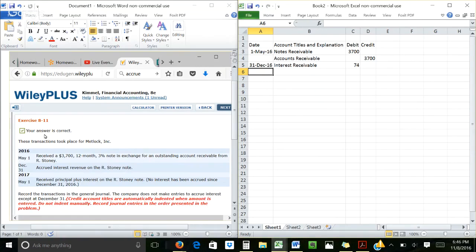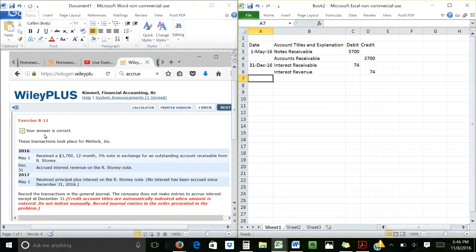Ends up being $74. We're going to credit interest revenue. So that revenue is recognized, even though we haven't been paid. That's why it's going to be interest receivable. So that's $74.